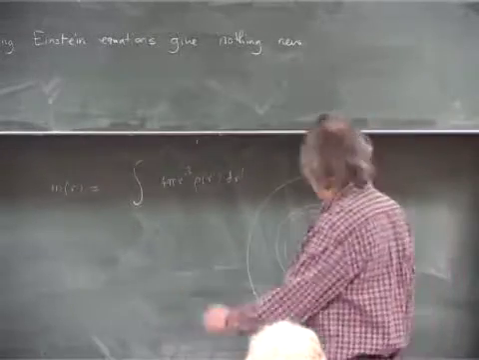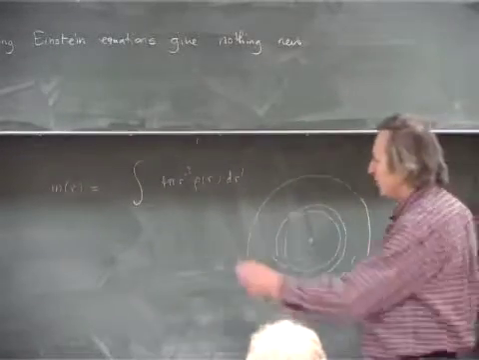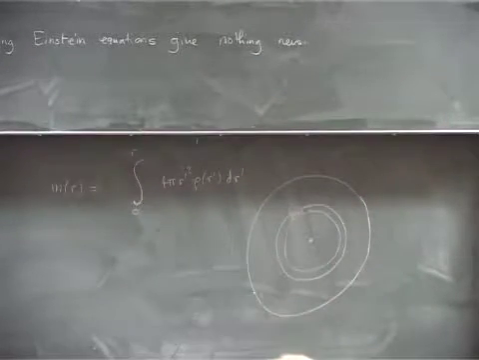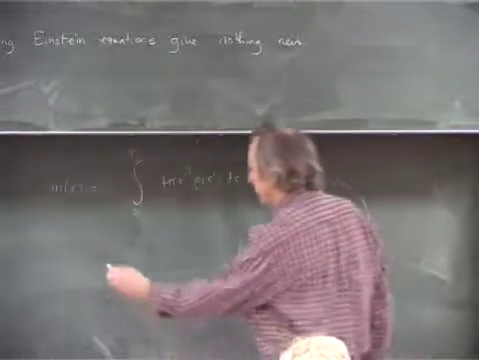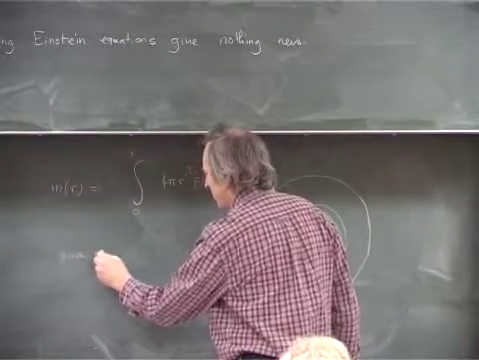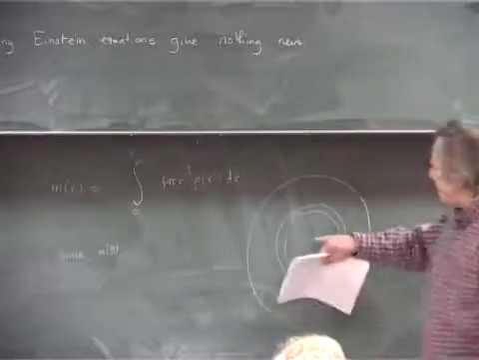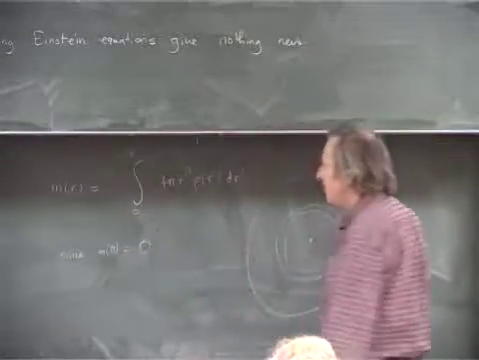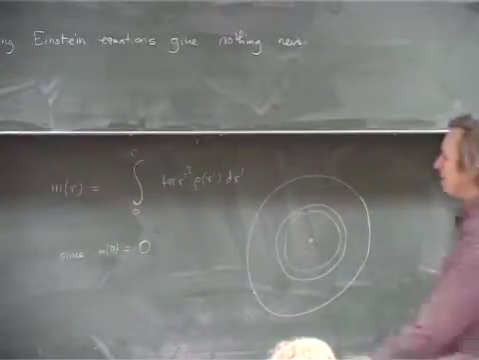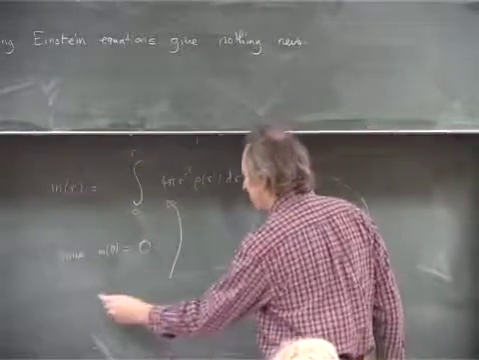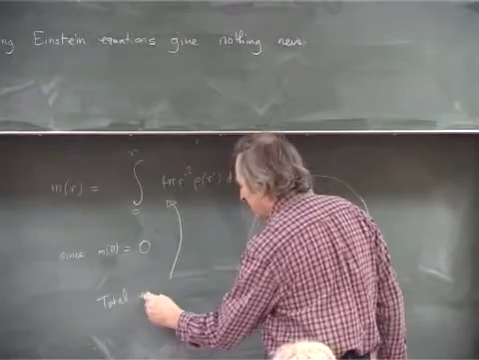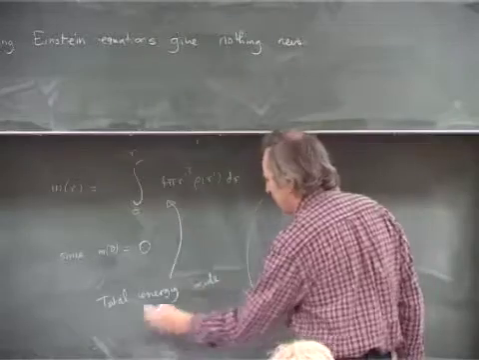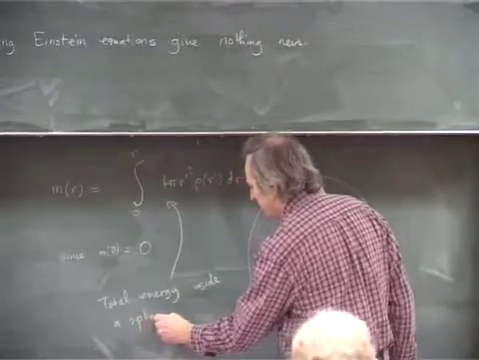So you can use this with a little bit of physics to make your life easy. You really want to say this is the integral from 0 to r. M of 0, the mass enclosed by the origin, which is nothing, ought to be nothing. So this now represents the total energy enclosed inside a sphere of radius r.